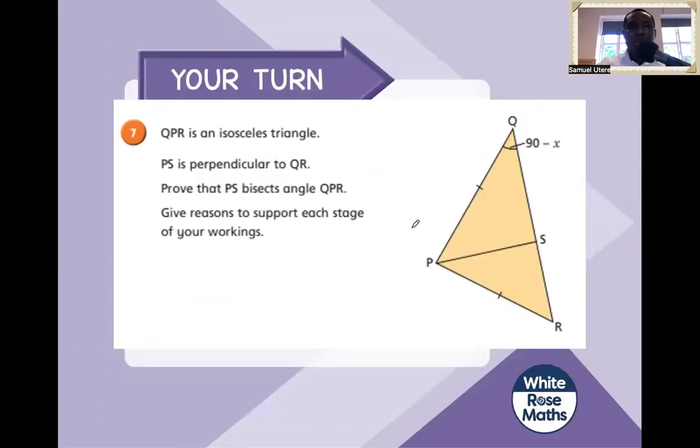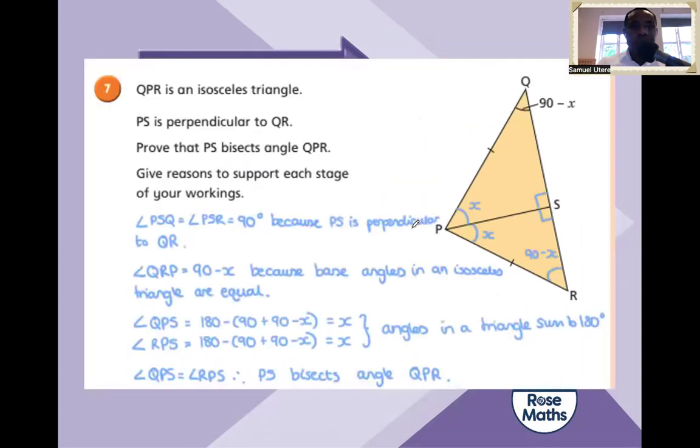Let's move on. Pause the video and answer question 7 in 2 minutes. Assuming you've paused the video and you've answered question 7, here are the answers. Let's discuss them. For question 7, you've been told QPR is an isosceles triangle, and you can see it here.